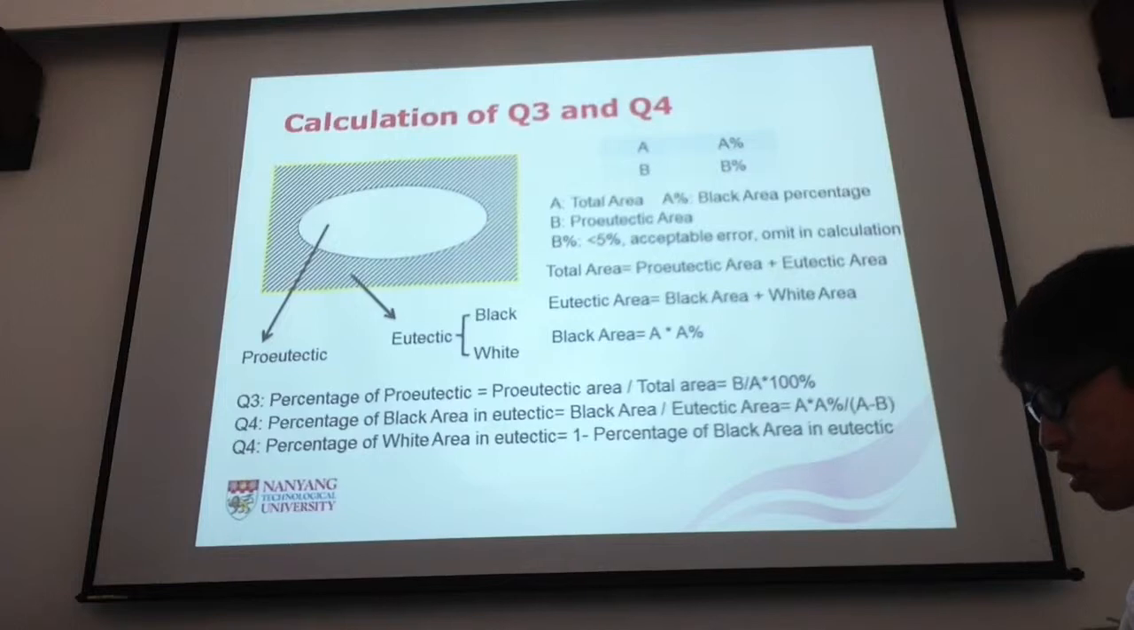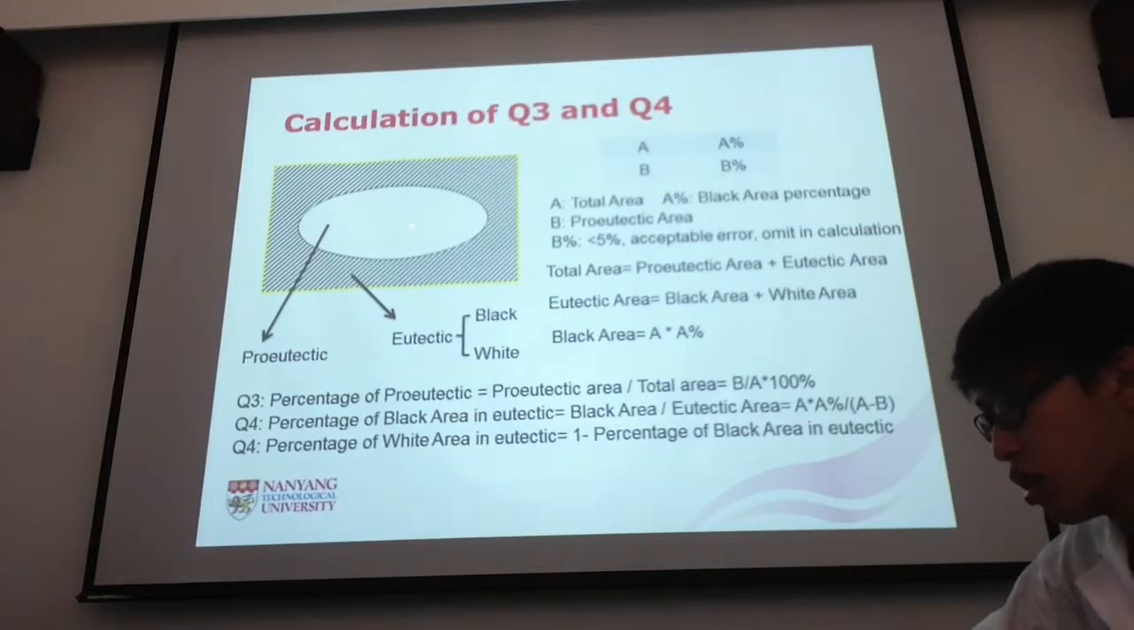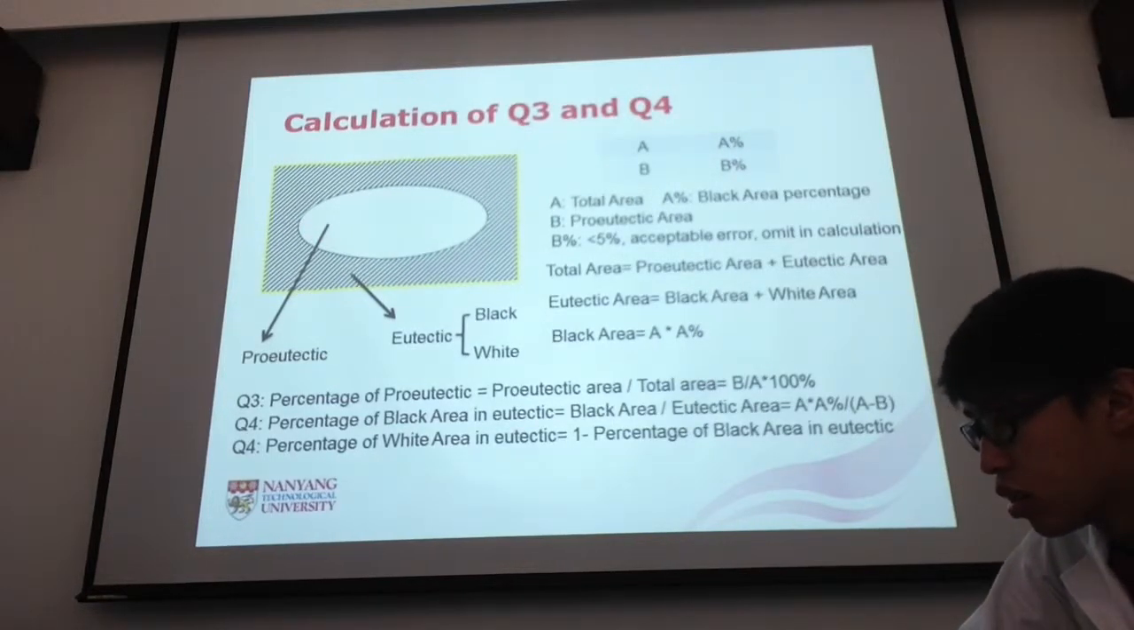The proeutectic in your image is the first to come up, so it's the white area. Your hand-drawn area is the proeutectic area. So the rest is the eutectic phase. Remember your selected area, do not cut any other white area.